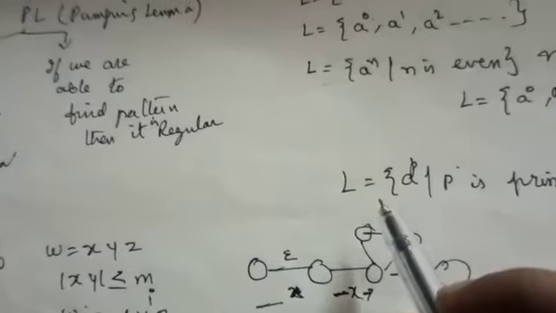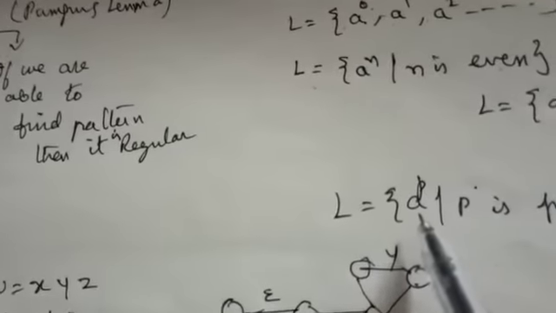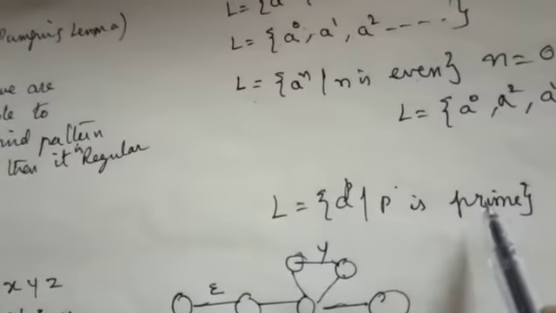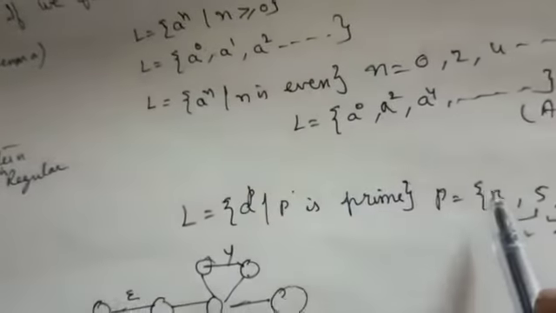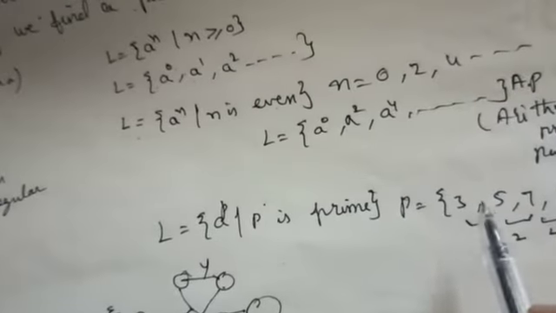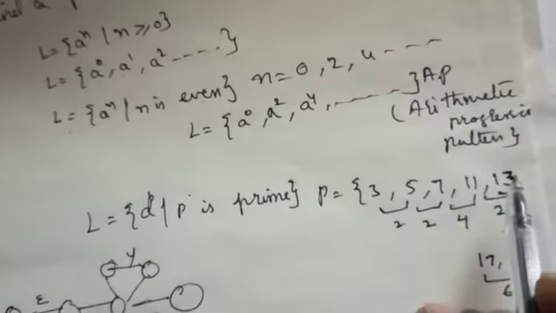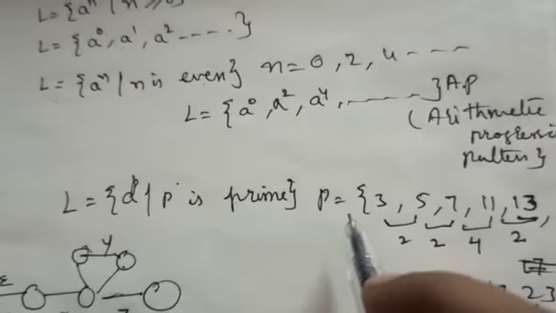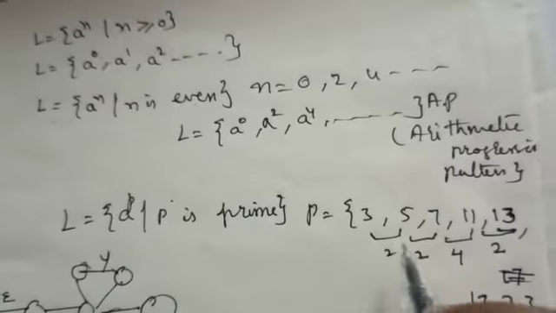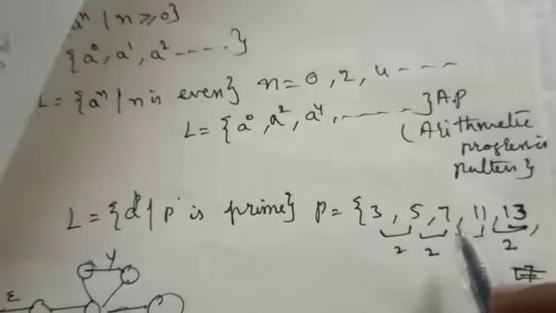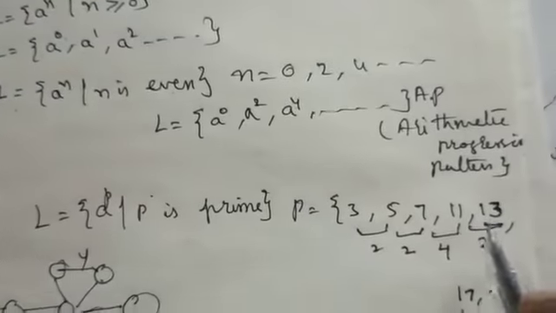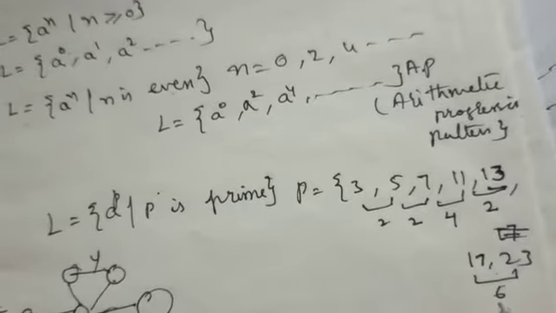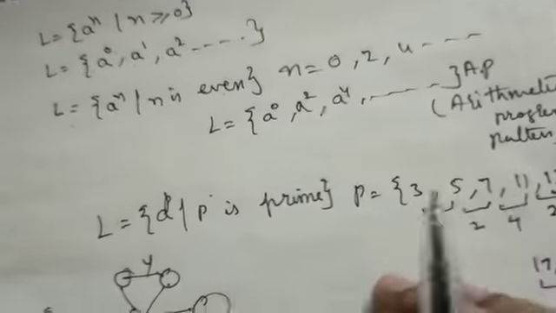Now take another example, L equals a power p such that p is a prime. The prime numbers we have to take are 3, 5, 7, 11, 13. The difference between 3 and 5 is 2, between 5 and 7 is 2, 7 and 11 is 4, 11 and 13 is 2. Again, 17 and 23, the difference is 6. So there is no proper pattern here.